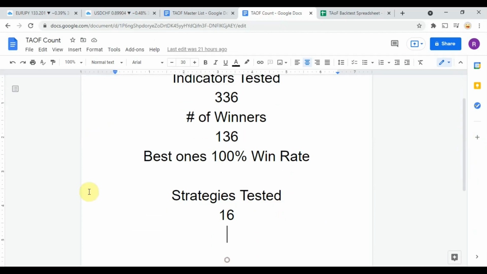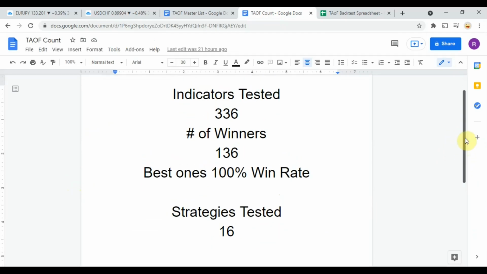So to date, we have tested 336 indicators, and out of those 336 indicators, 136 of them have been winners, which means that they have met or exceeded the 60% win-loss ratio threshold that we have set for them. The best ones so far were able to achieve a 100% win rate. Now you need to go back and watch those videos to understand the context of how they were able to achieve that. But as we are working on building the best trading system possible, you can take any one of those 136 indicators and get out there and start potentially profitably trading the markets with them now.